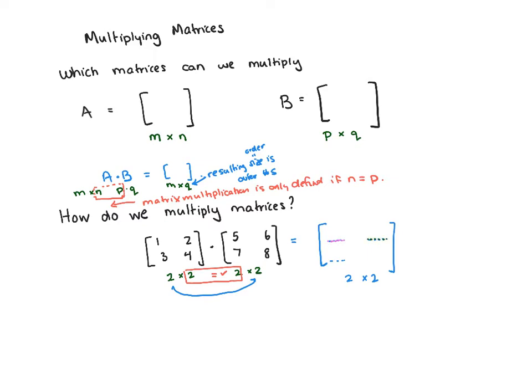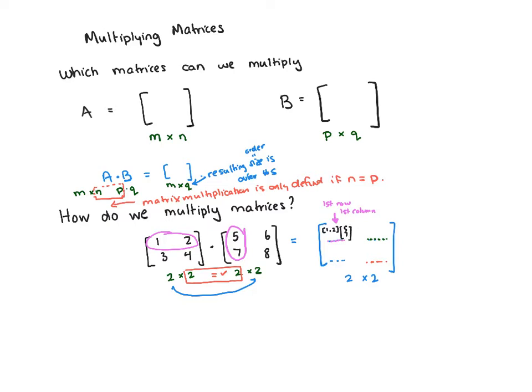I need to do 4 different operations to get these 4 different numbers. And what we're going to do for each of those is a row by column operation. So if I look at this first entry, it's the first row, first column. So that tells me that I should take the first row of my matrix and multiply that by the first column. So I'm actually going to just write that in there. So I need to multiply 1, 2 by 5, 7.